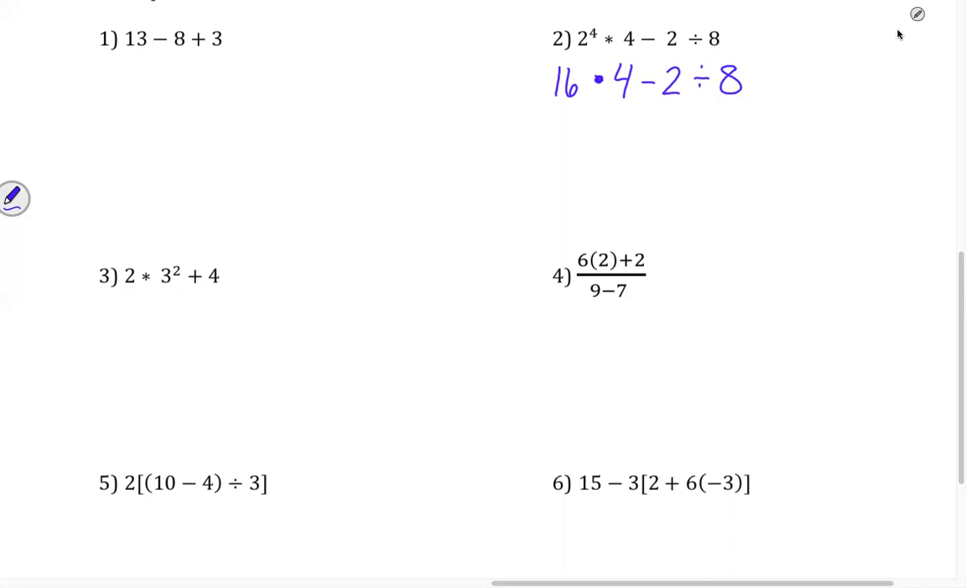Who wants to tell me what's next? Multiplication is next because it goes PEMDAS. Okay. So 16 times 4 is 64. Minus 2 divided by 8. Now, Nate, what's the next operation? Division. You were right, division. Do you happen to know what 2 divided by 8 is? It's okay if you don't, because it's a decimal. It's 0.25. Now, you could write it as a fraction and write it as 1/4, but I like 0.25 better because this makes more sense to you guys. Doing 64 minus 1/4 can be a little tricky, but 64 minus 0.25 is 63.75. Thanks, Nate.